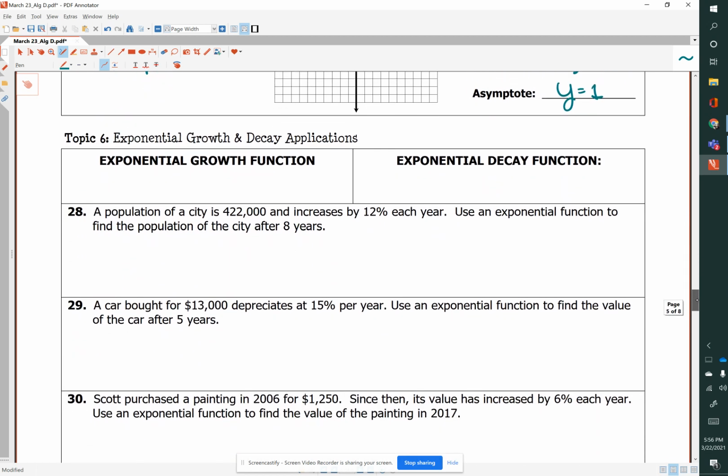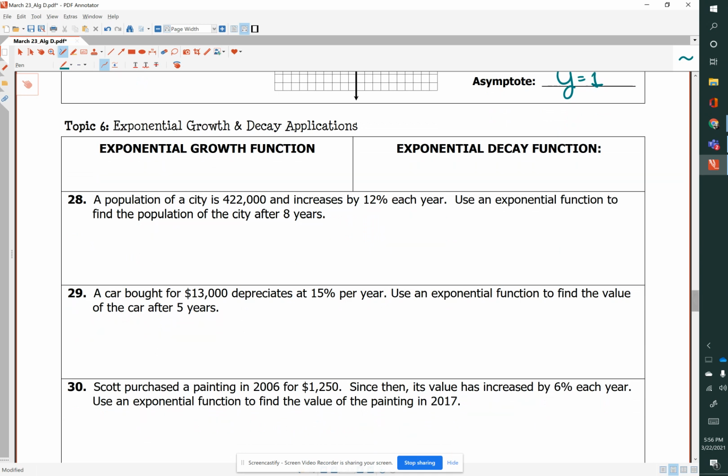So let's move on to the growth and decay applications. The exponential growth function, y equals a times the quantity of 1 plus r raised to the t value. So a is our initial value, r is the rate, t is time in years. The exponential decay function, y equals a times the quantity of 1 minus r, the rate, raised to the exponent of t.